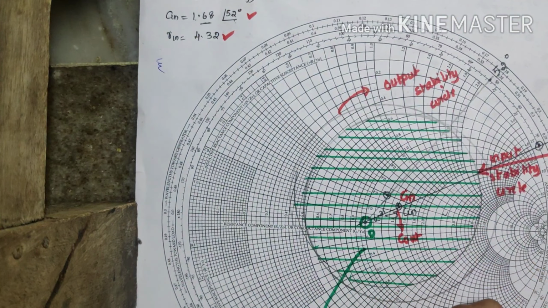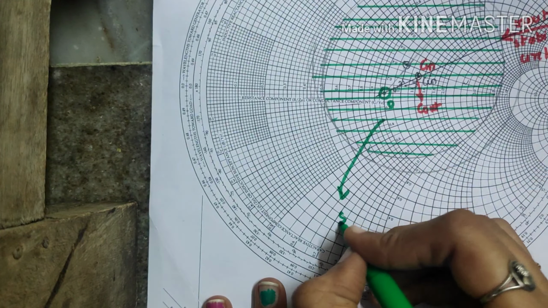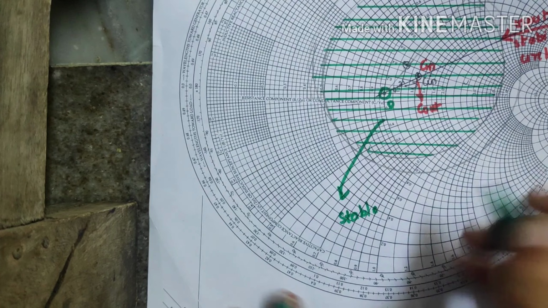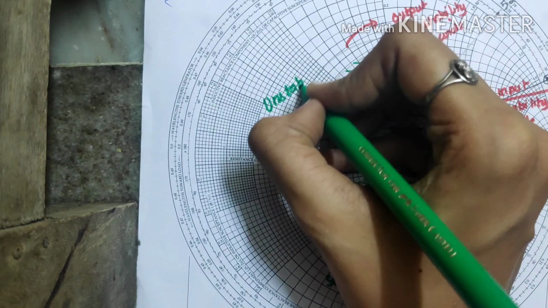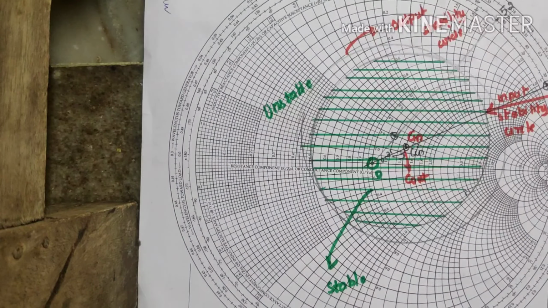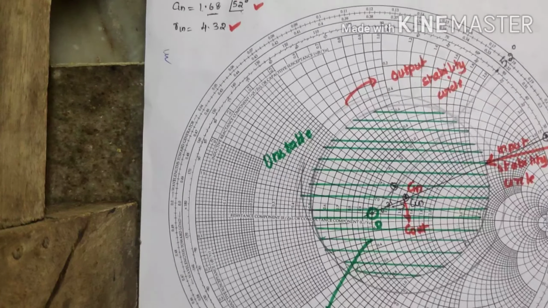Fine. So this is said to be the stable region of the amplifier. The other regions are said to be the unstable regions. So I hope you are clear.